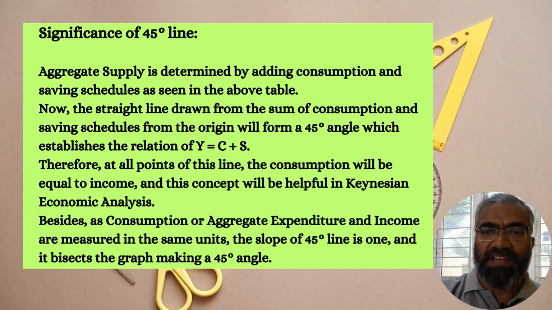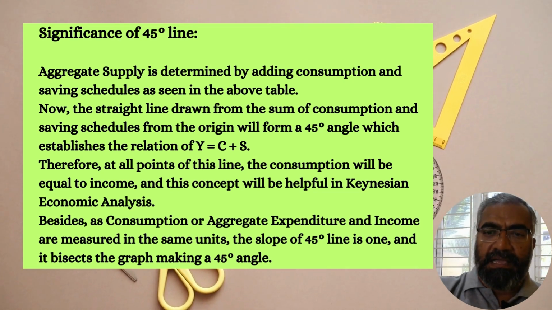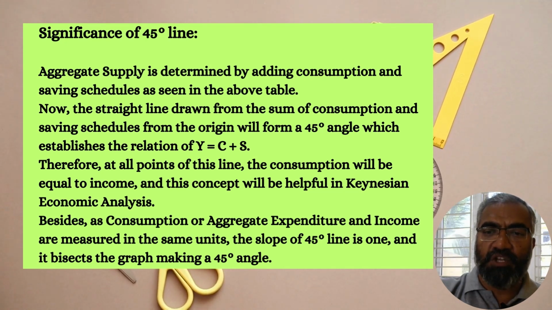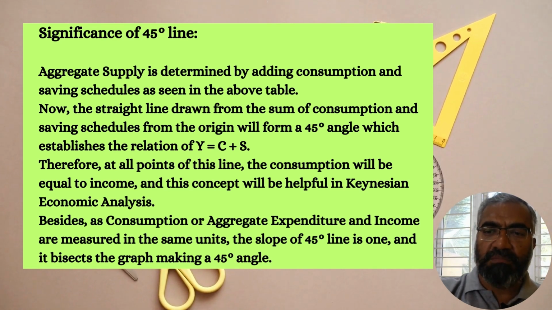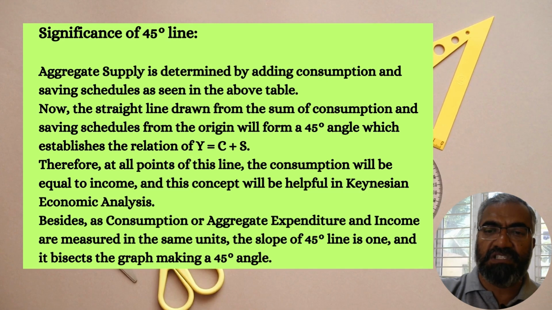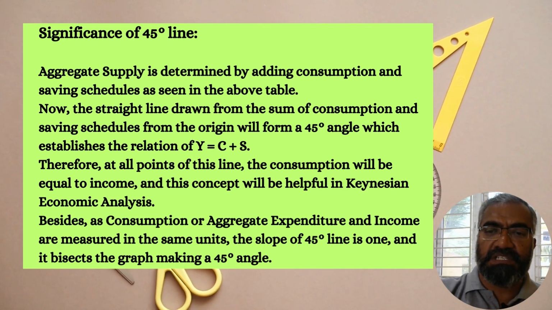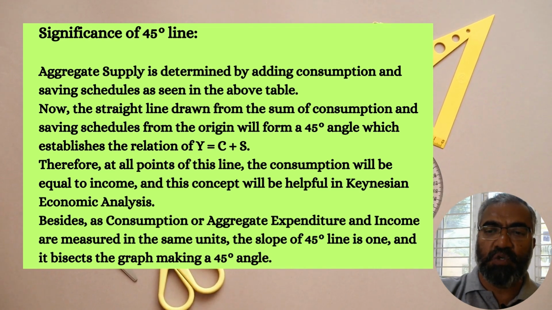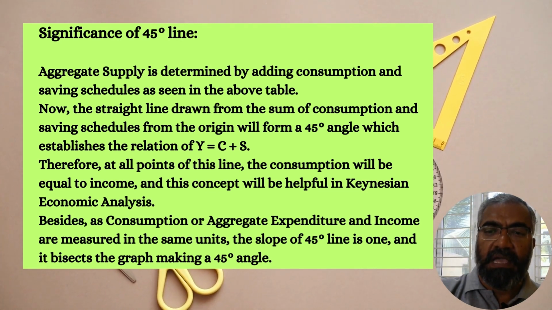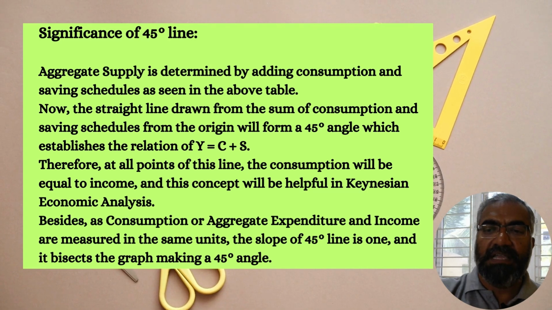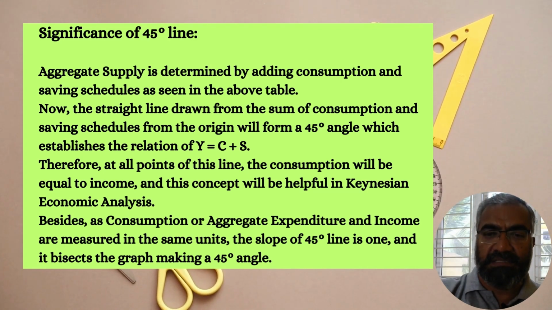Significance of 45-degree line. Aggregate supply is determined by adding consumption and saving schedules as seen in the above table. Now, the straight line drawn from the sum of consumption and saving schedules from the origin will form a 45-degree angle which establishes the relation of Y = C + S. Therefore, at all points of this line, the consumption will be equal to the income, and this concept will be helpful in Keynesian economic analysis.